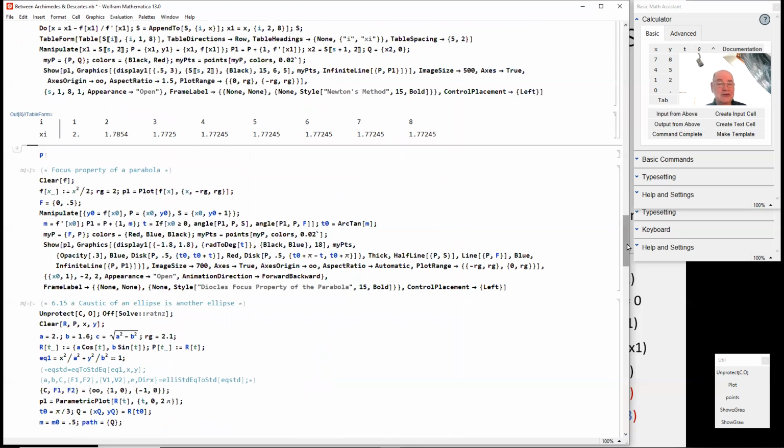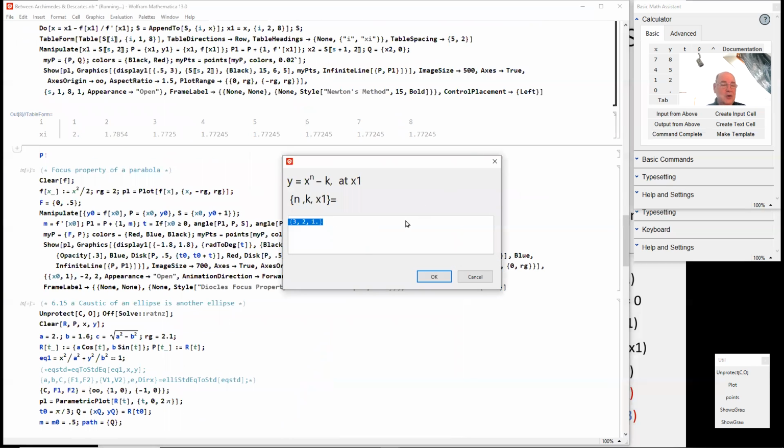You can see with my interface, okay, just look at that one more time. We could put in any n that we like. We can put in any number k that we like. We could find the 5th root of any number that you like.